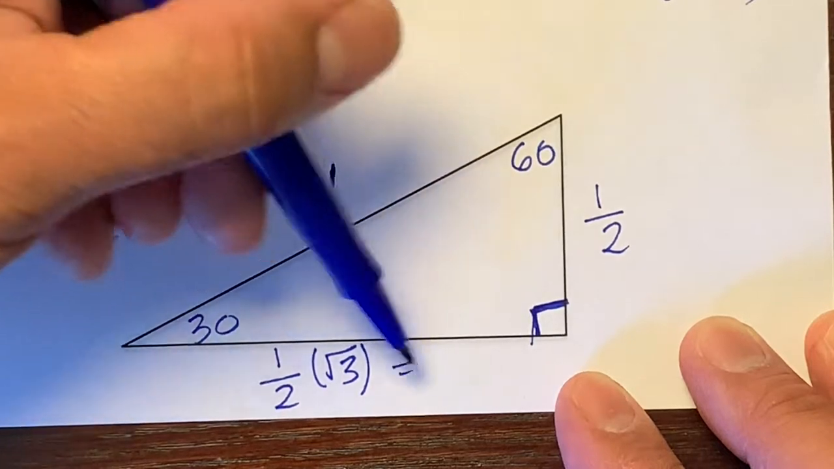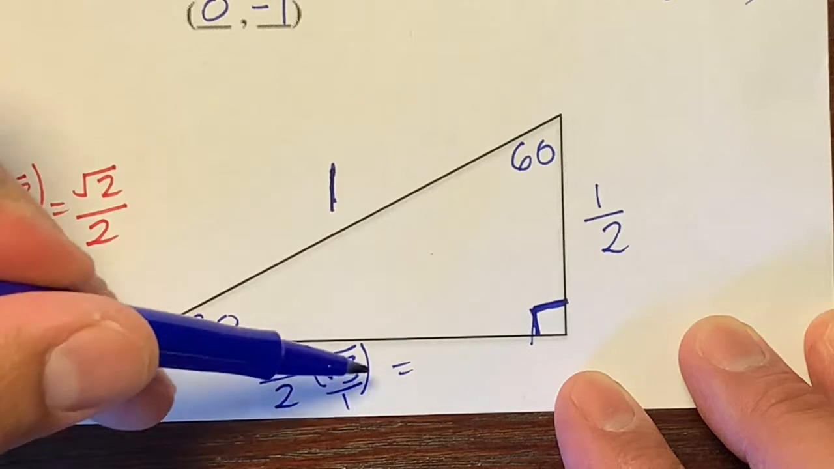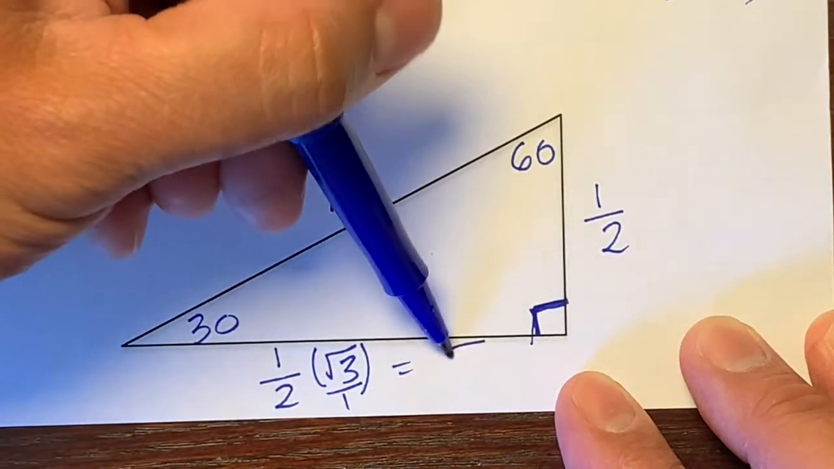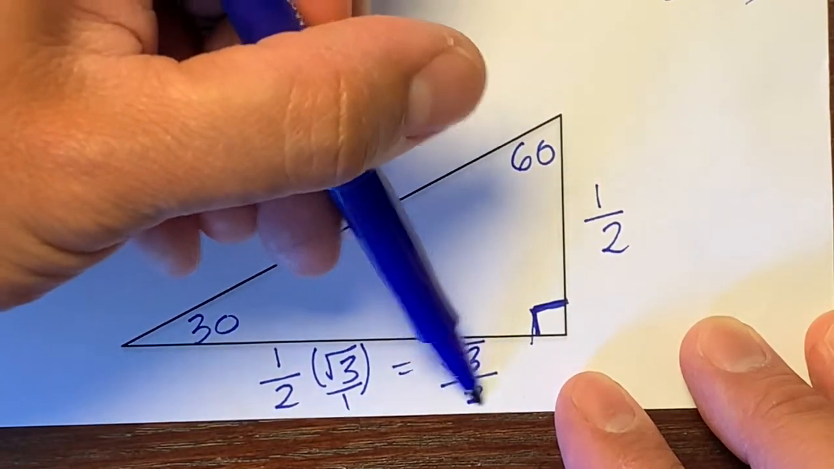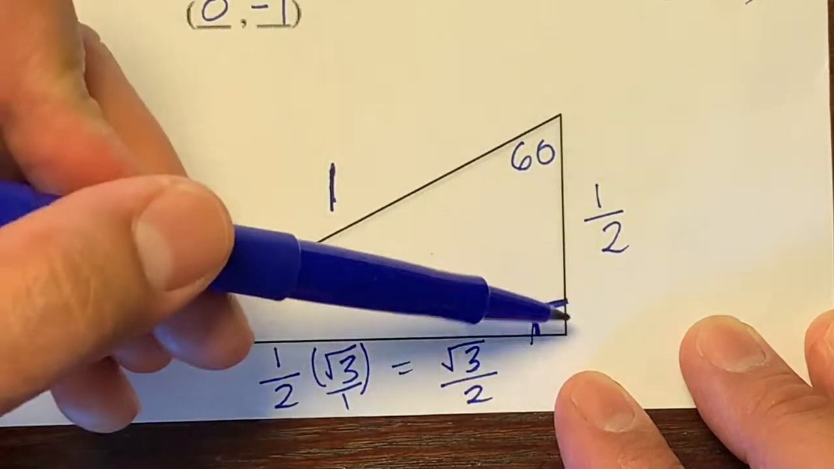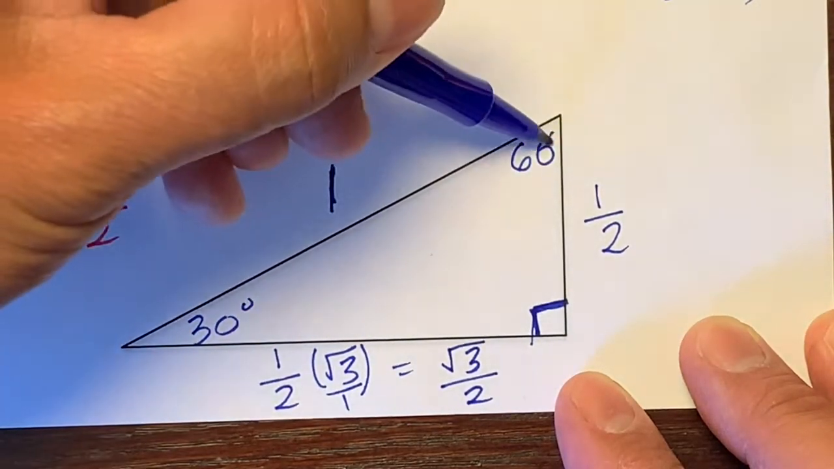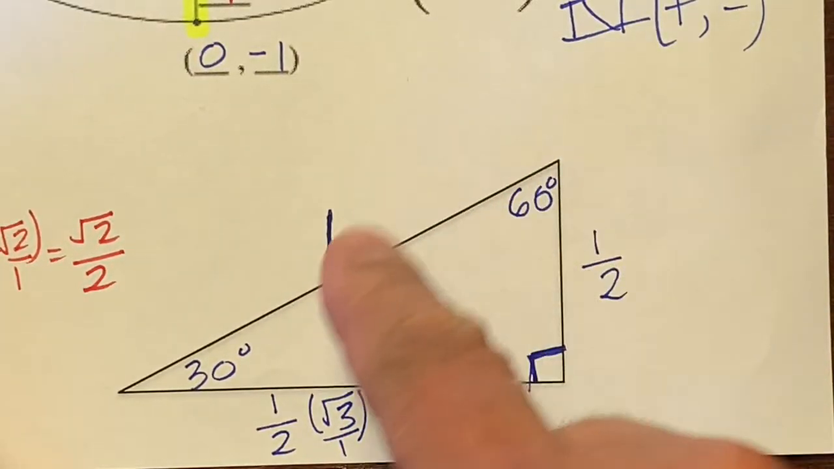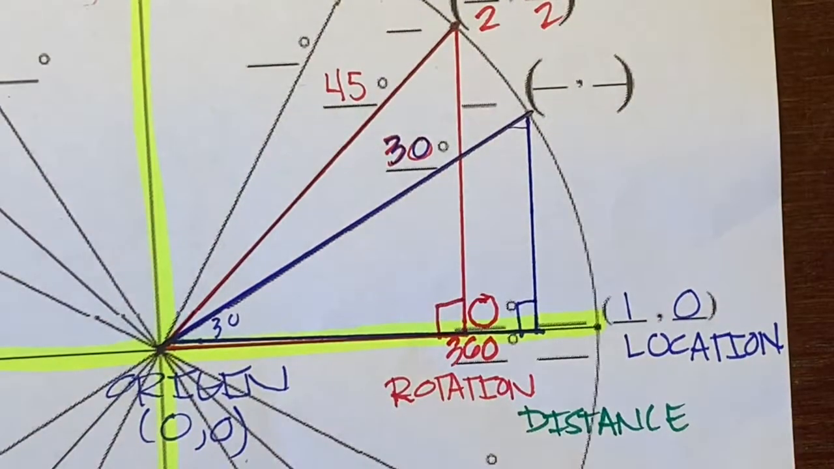Now let's simplify that because this looks complicated, so let's make it simple. Let's just put a 1 under there to make our multiplication a little easier. So 1 times radical 3 is radical 3, and 2 times 1 is 2. So this horizontal side, this middle side, is radical 3 over 2. This vertical side, or the short side that's opposite the 30-degree angle, is 1/2. Okay, so now let's use this triangle to help us get the location of this point right here.